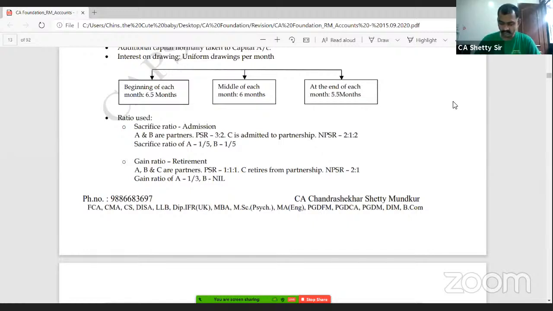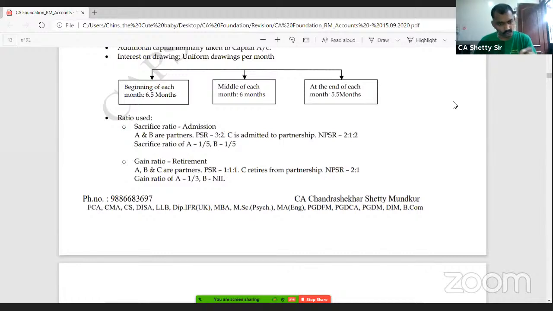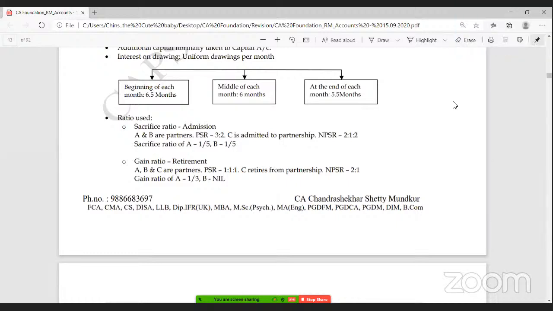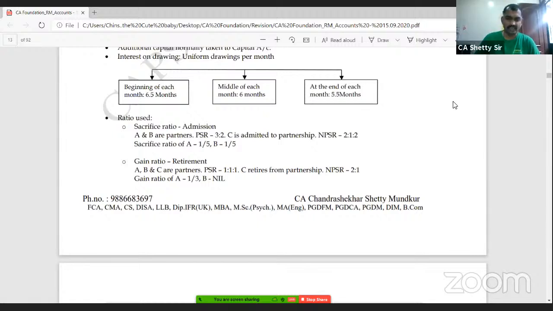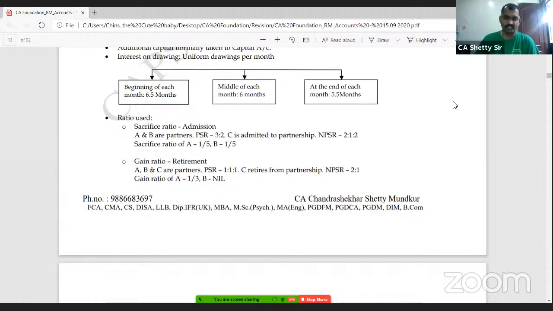90 lakh into 4/9. Always leave one line. To Z's capital, 90 lakh into 3/9, that is 30 lakh. So here one person called Y, instead of gaining, he is also sacrificing. If he is sacrificing, he also has to be given. To Y's capital, 90 lakh into 1/9, 10 lakh. Put a box. These are all special cases.